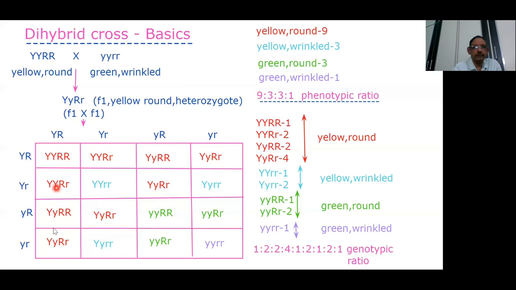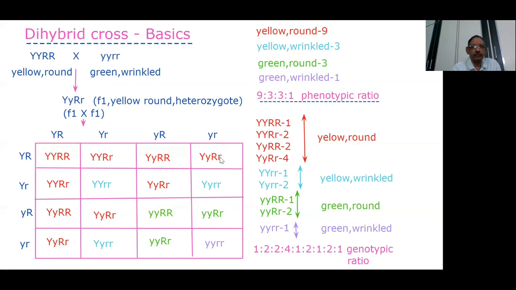The progeny given in red are double dominant phenotypes, yellow round: 1, 2, 3, 4, 5, 6, 7, 8, 9, nine yellow round progeny. These blue colored genotypes, this one and this one, they are three. They are yellow wrinkled, yellow dominant, and the other feature recessive. Then these three green round progeny are three in number. And this one in violet is the double recessive green wrinkled progeny, only one out of the 16.